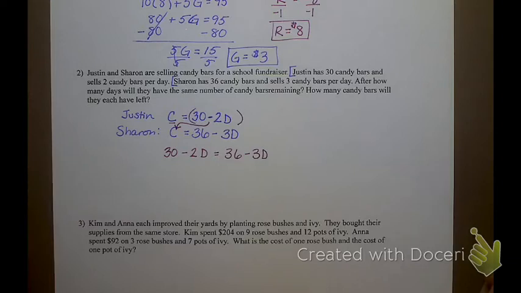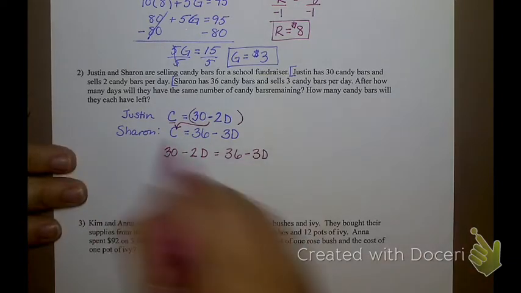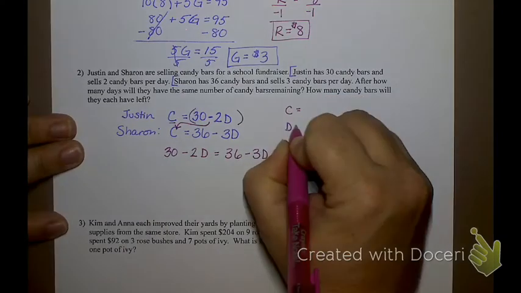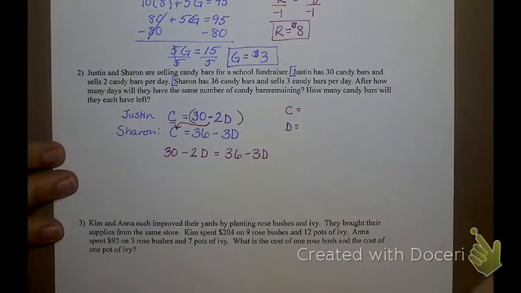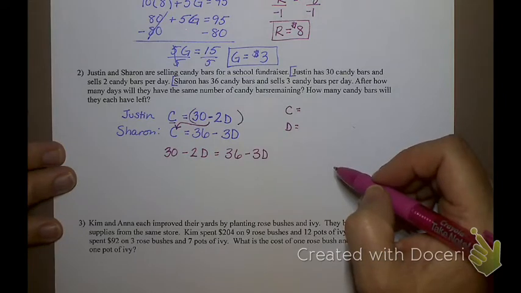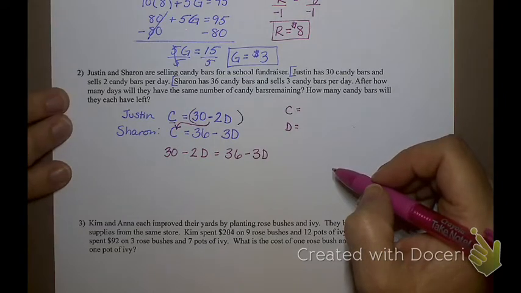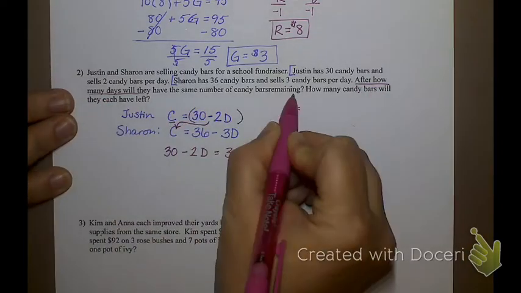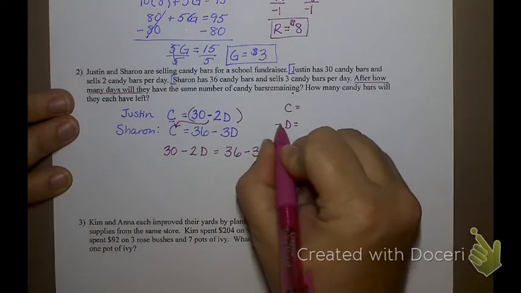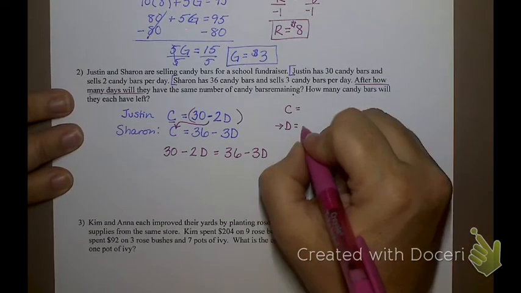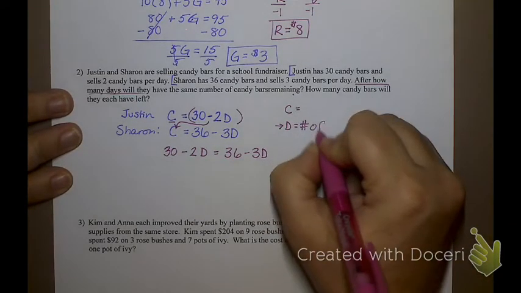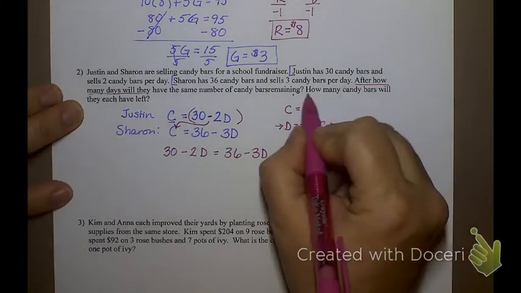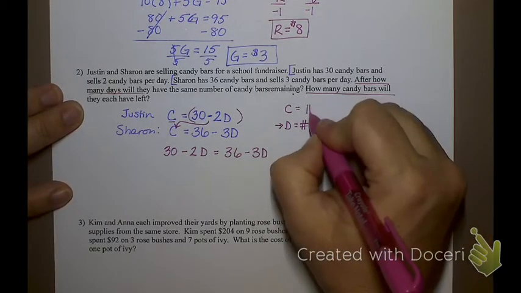Now, there's 2 letters that we're looking for. We're looking for C and we're looking for D, correct? What do C and D mean? Because there's 2 questions. After how many days will they have the same number of candy bars remaining? That's going to be D, number of days, right? Number of days. And what's C? How many bars they have left.